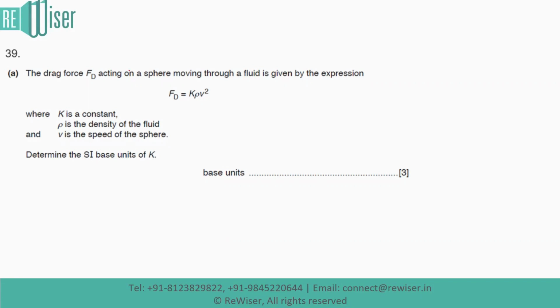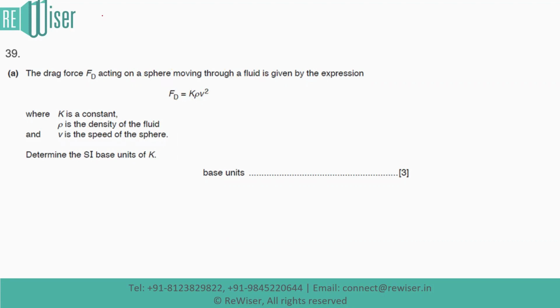So the question is: the drag force Fd acting on a sphere moving through a fluid is given by the expression Fd equal to K rho V square, where K is a constant, rho is the density of the fluid, and V is the speed of the sphere. Determine the SI base unit of K. This constant K, we have to determine the SI base unit of K.